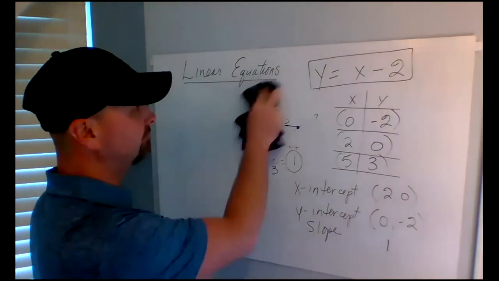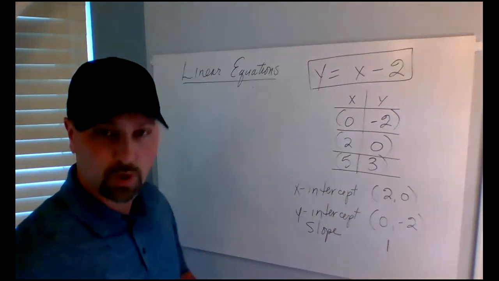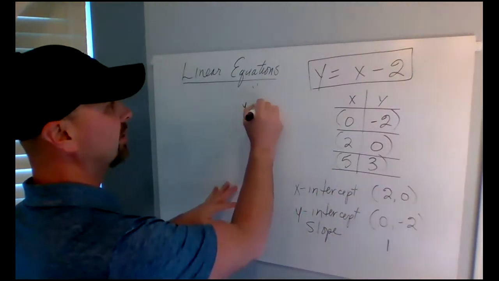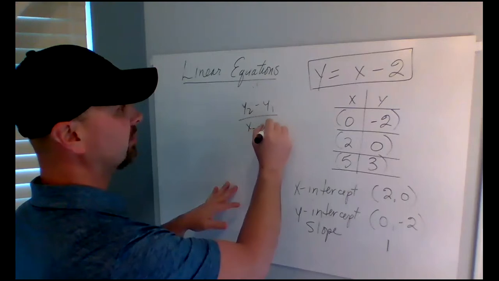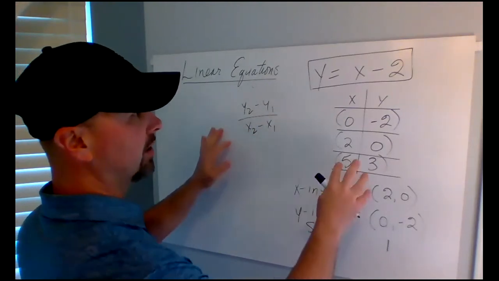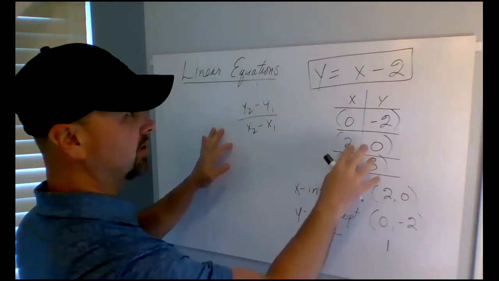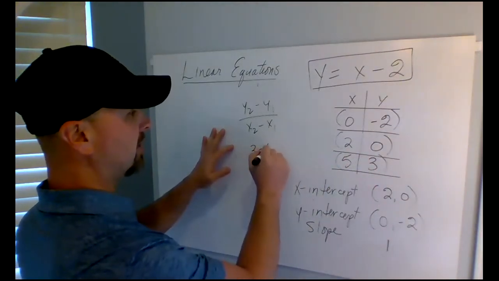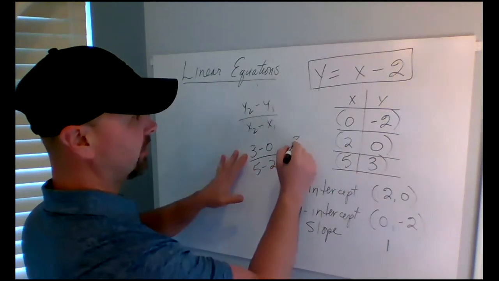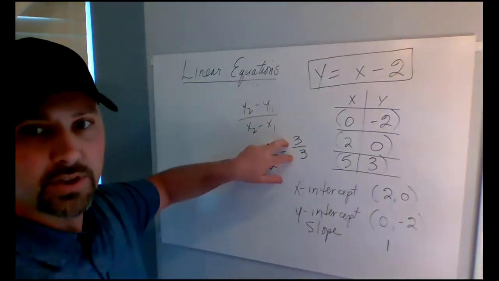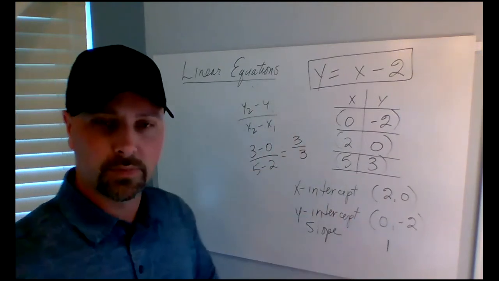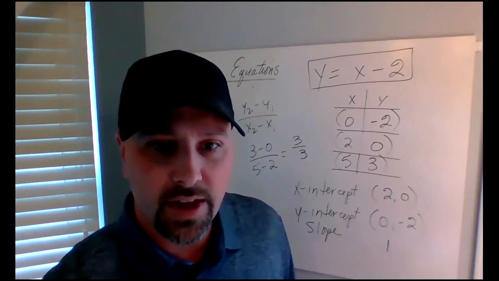Quickly from the table, if we want to find slope from the table, we just pick 2 points and run it through the formula, y2 minus y1 over x2 minus x1. So I don't want to mess with the negatives. I'm going to pick these two. 3 minus 0 over 5 minus 2. Still equals 3 over 3, which simplifies to +1. Okay? So that was that first one.